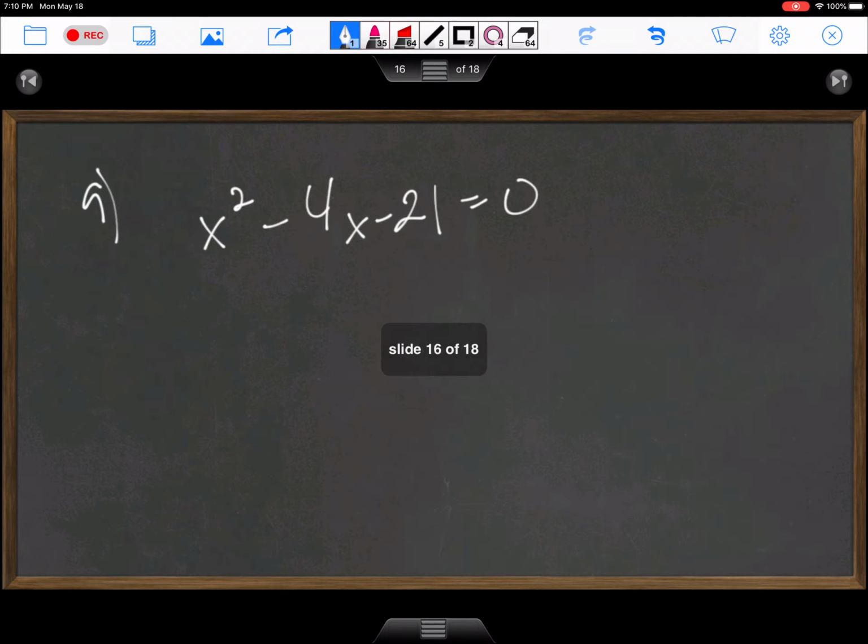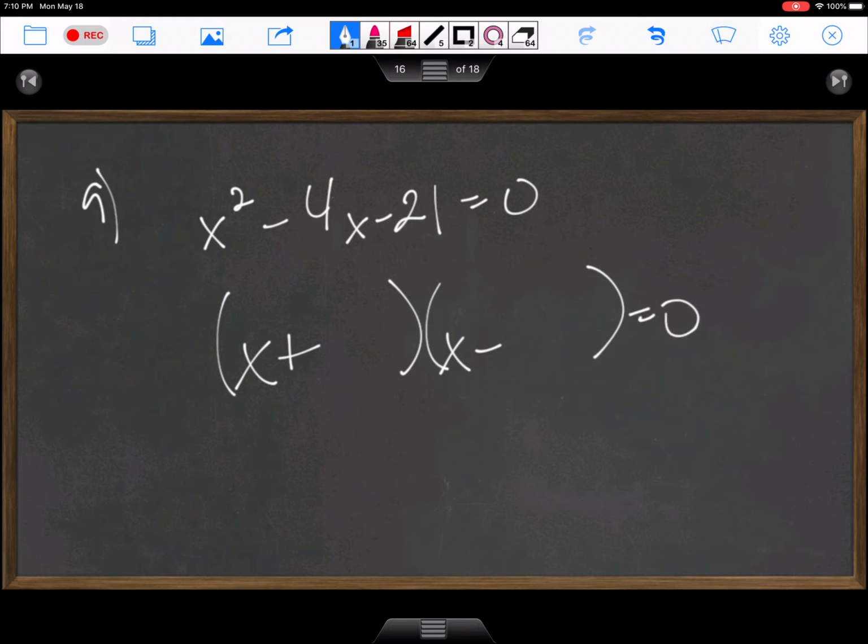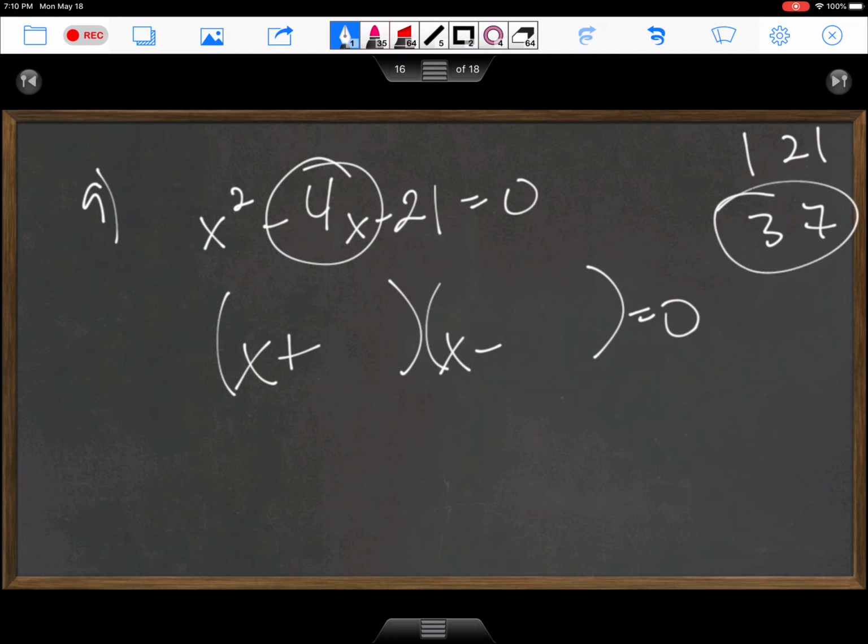Two more for you. Okay, so on this one, I know it multiplies to be negative. That tells me one of each in my binomial. And I need factors of 21. So 1, 21, 3, and 7. I need to get a negative 4 from my middle term. So I'm going to be looking at those factors of 3 and 7. The negative has to be larger to add to equal negative 4. So there's my binomial times binomial.